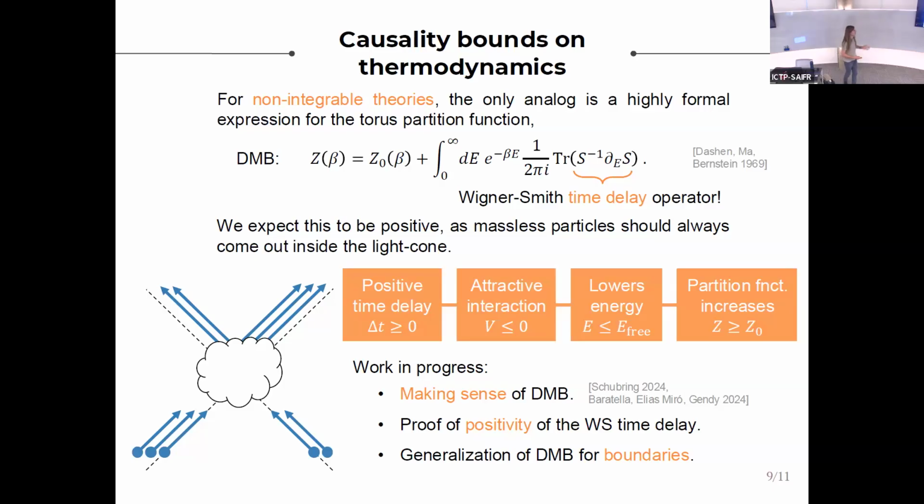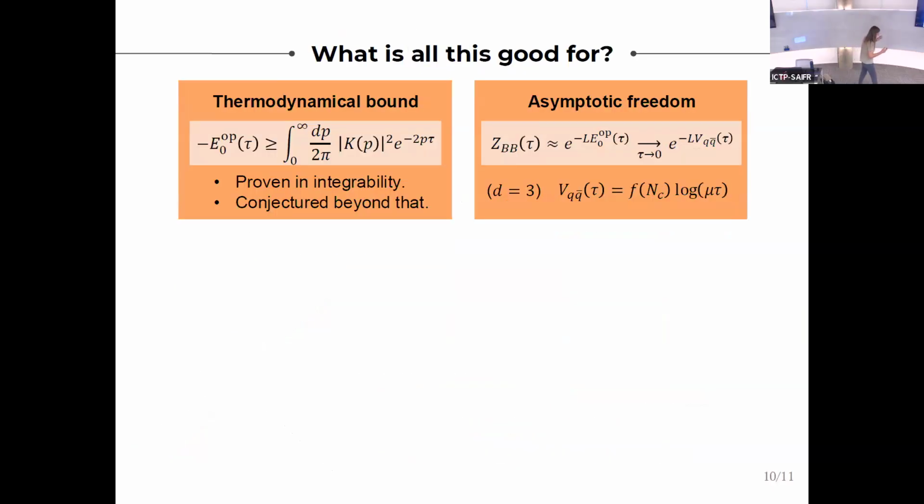Okay, and since I should wrap up, let me try to take a step back and see what I've told you. There are two main takeaways that you should keep when you walk away. If you were not paying attention, these are the two things that I want to emphasize. One is that there's this new kind of bounds in thermodynamics from causality, and that leads to this bound for the flux tube, which is that the ground state energy upper bounds the K matrix. This we proved in integrability. At this point, it's still a conjecture beyond integrability. The jury's still out whether this is true or not.